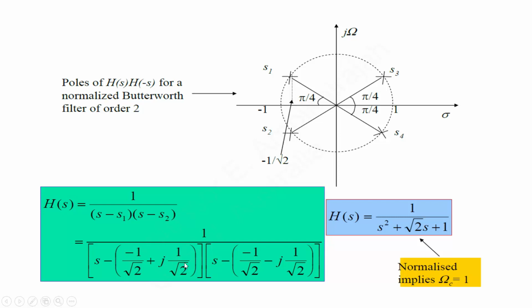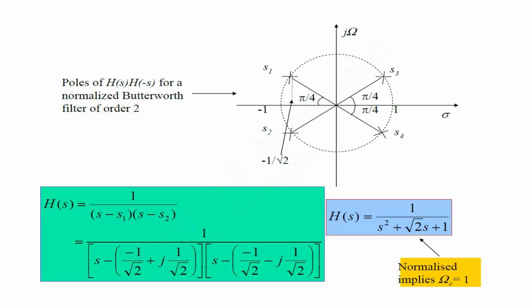Now if you solve it further, open the brackets and multiply the two values in the brackets. So you will finally get H(s) equal to 1 over s square plus under root 2 s plus 1. Now this is a normalized transfer function we have got. How do we know that it is normalized? You will always get 1 here when the transfer function is normalized.